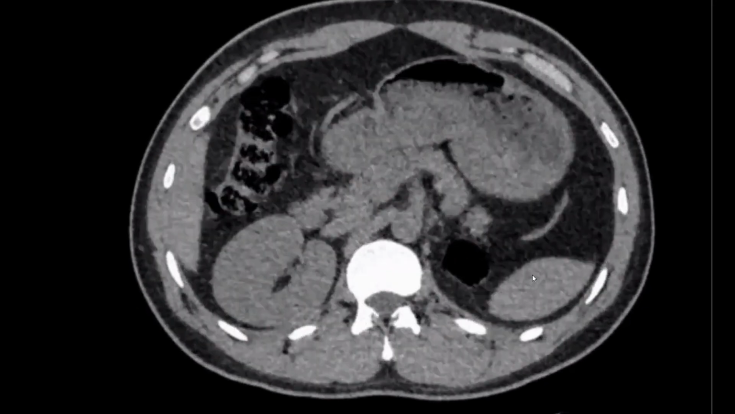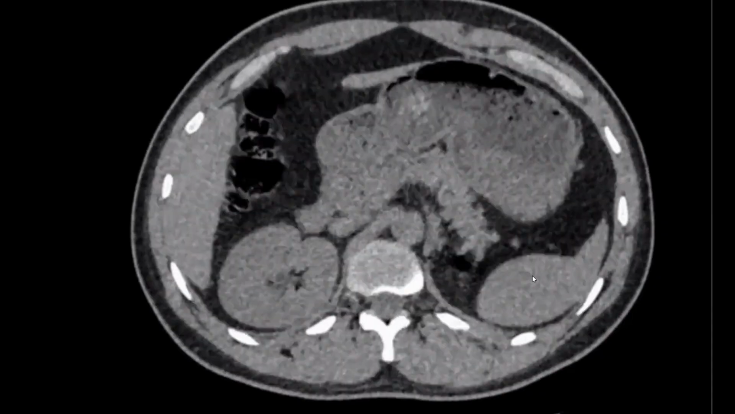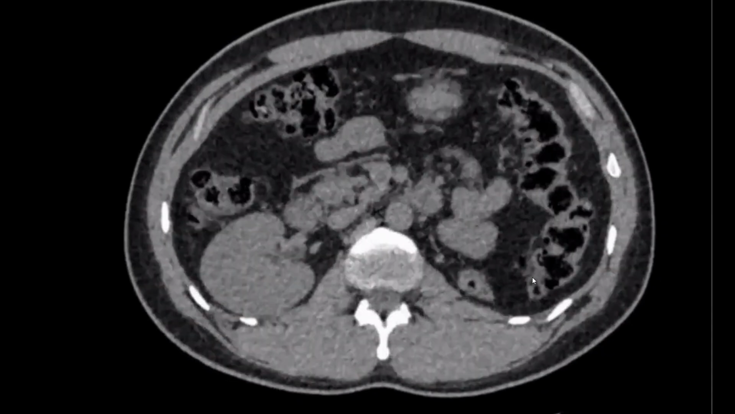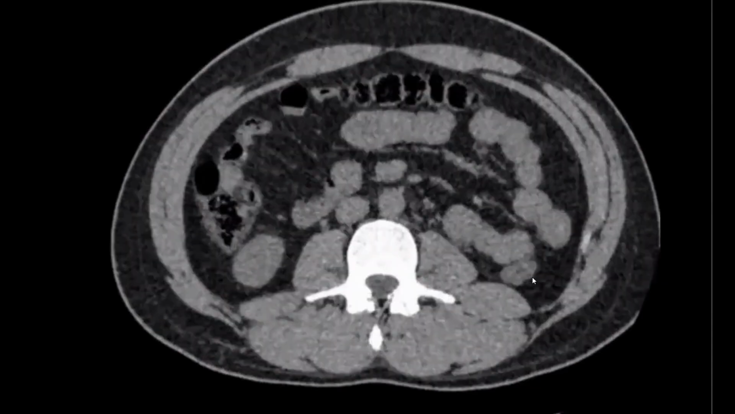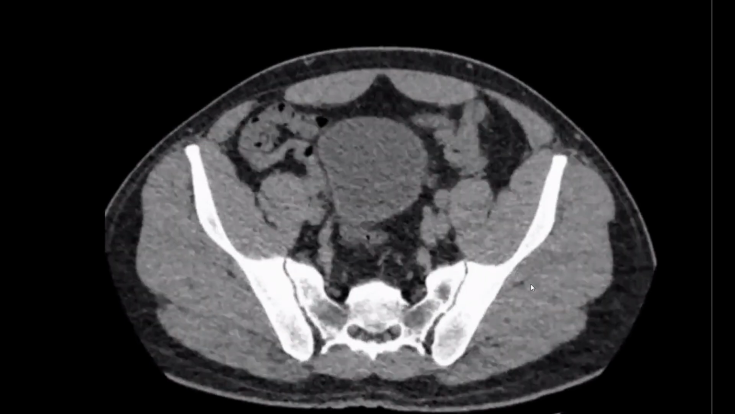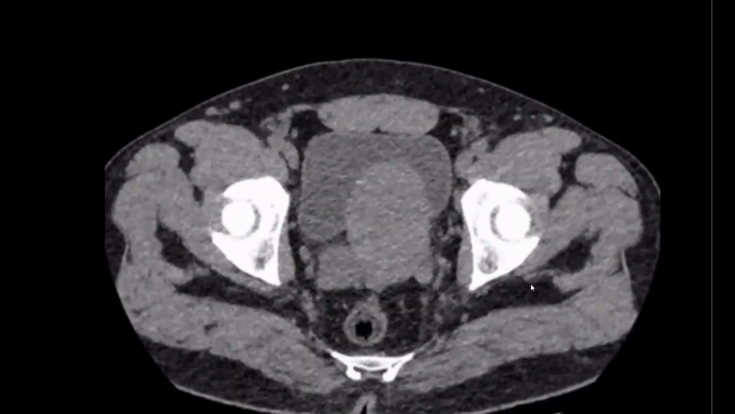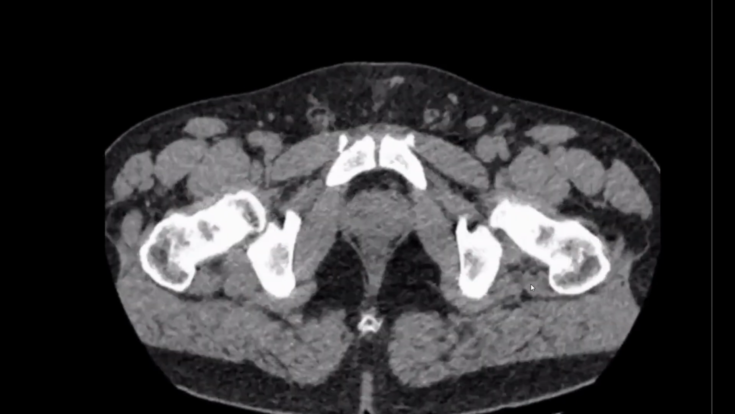There is mild prominence, but we couldn't visualize the left kidney. The left kidney is totally non-visualized, and it is not present elsewhere. There is no evidence of any ectopic pelvic kidney. Do you have any other abnormalities?